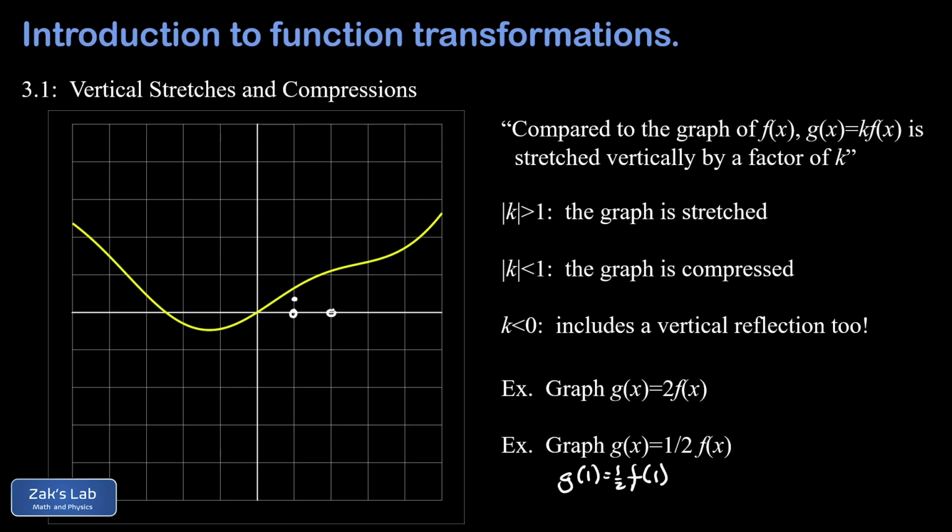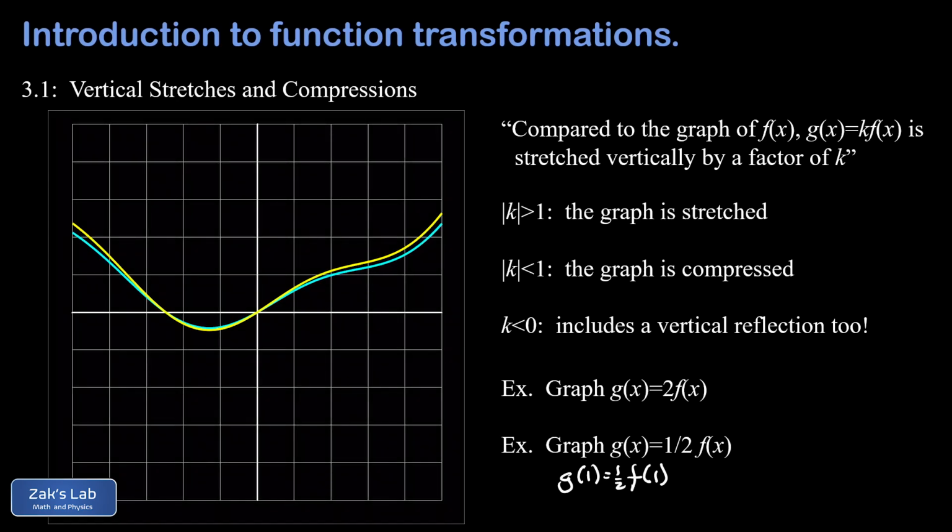And I can continue this with x equals 2, cut the y value in half, x equals 3, cut the y value in half. And of course it works for negative numbers too. For x equals -1, I get something like that. X equals -2, something like that. Okay, so we just continue this for all the x values in the domain of the function, and the result is to flatten the graph by a factor of 2.